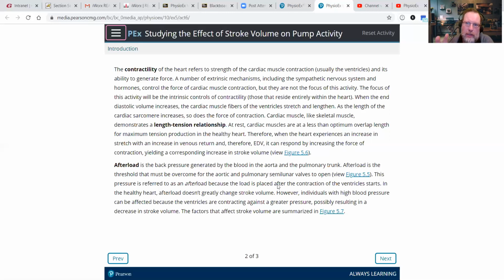All right, so the afterload then is the back pressure. So when we eject blood out of the ventricles through those two semilunar valves, the aortic or pulmonary, and into, let's stay with the aorta and the left ventricle. When the left ventricle contracts, it passes through that aortic semilunar valve, and the blood travels into the aorta. The semilunar valve closes, and there's some back pressure against that semilunar valve. That's called afterload. So, in order for the ventricles to pump against that aortic valve, for instance, the ventricles have to overcome the amount of pressure, that threshold of pressure that's being pushed against that door.